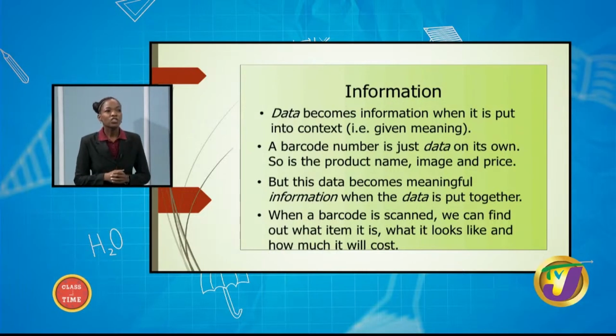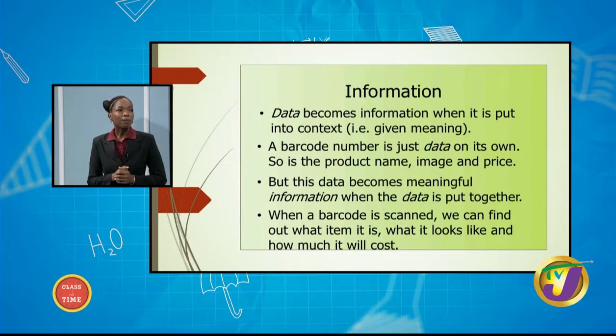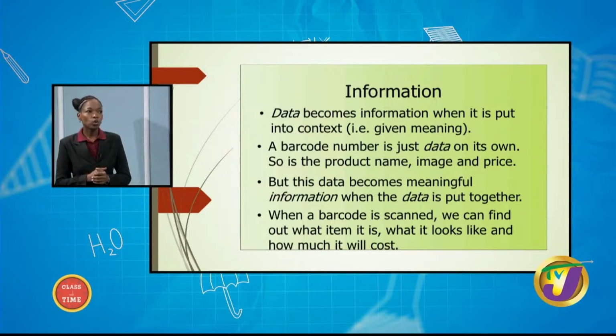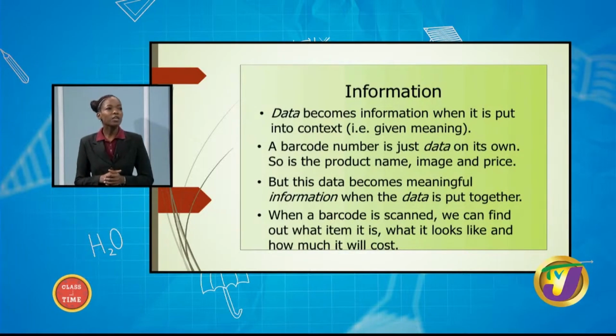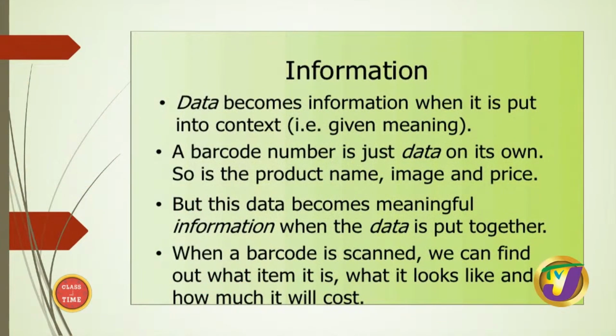Data becomes information when it is put into context. That means when it is given a meaning. A barcode number is just data on its own. So is the product name, image, and price. But this data becomes meaningful when the data is put together. So it means when you scan the barcode, when you go into the supermarket, it will tell you the name of the product. It will give you the price of the product as well. So with part of it standing alone, the barcode reader would not be able to read the item.